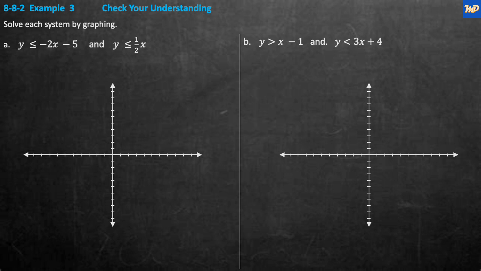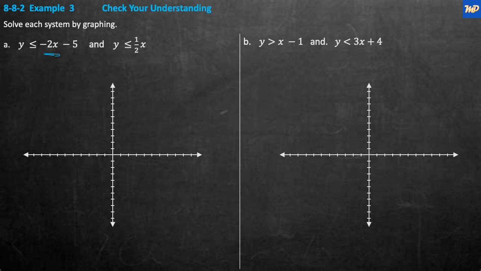Okay, example 3, check your understanding. Solve each system by graphing. Well, we're going to go through this and solve these inequalities for y. Oh, they already are. A already has solved for y. So now we just have to graph the two lines that make up this system of inequalities. So in our case here, we're going to set x equal to 0. And when we do that, we have y is less than or equal to minus 5. So when x is equal to 0, and these are all going to be 1. All these tick marks are going to be 1.